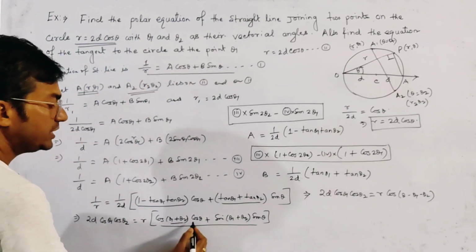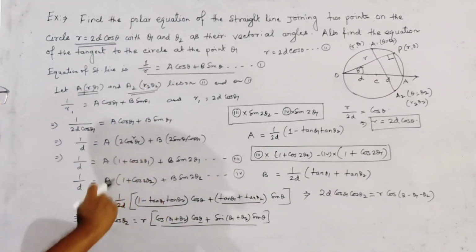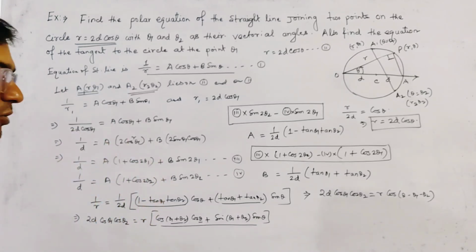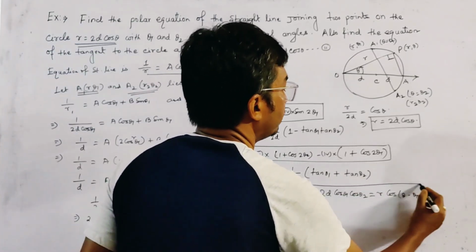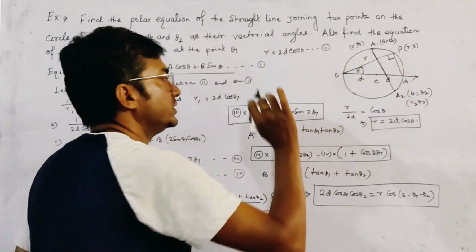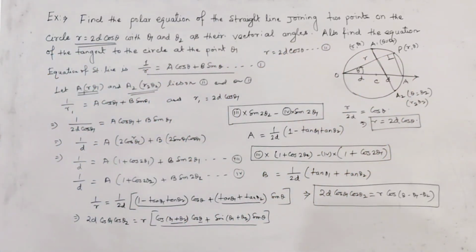We let this be b and this be a: cos a cos b + sin a sin b is cos of (a minus b). This is the equation of the straight line A1A2. This is the first required result.